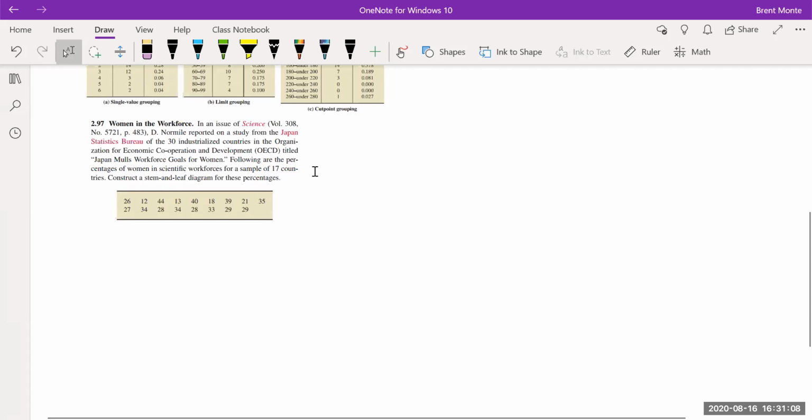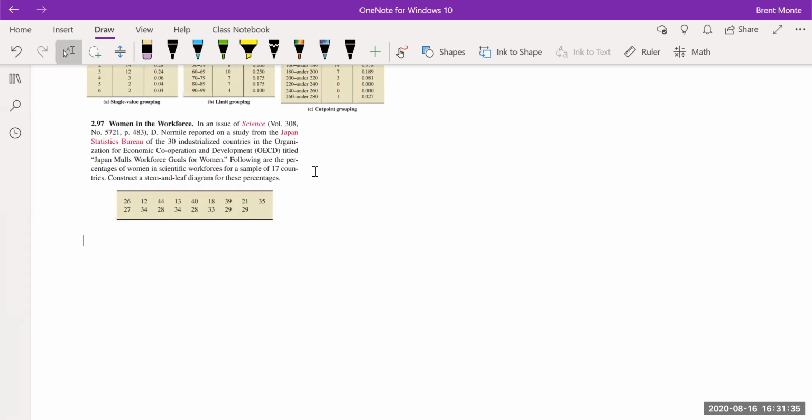Okay, so women in the workforce. In an issue of Science, D. Normile reported on a study from a Japan Statistics Bureau of the 30 industrialized countries in the Organization for Economic Cooperation and Development, titled Japan Molds Workforce Goals for Women. Following are the percentages of women in scientific workforces for a sample of 17 countries. Construct a stem and leaf diagram for these percentages.